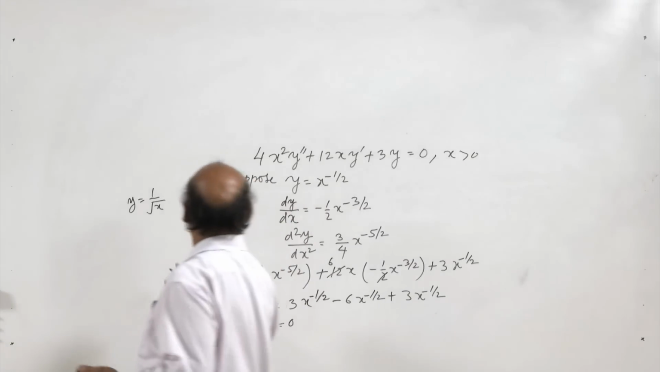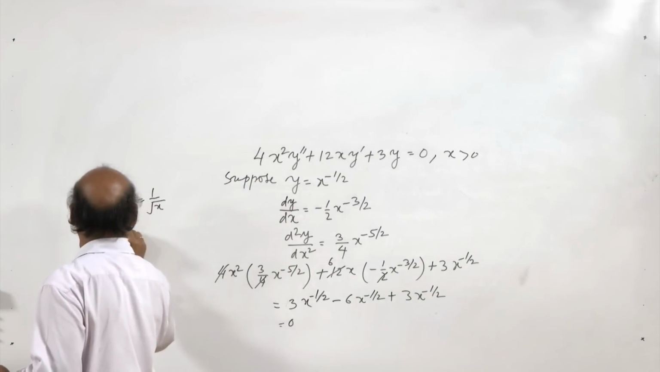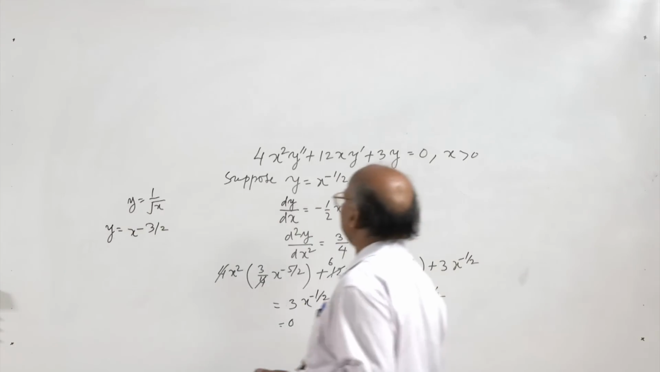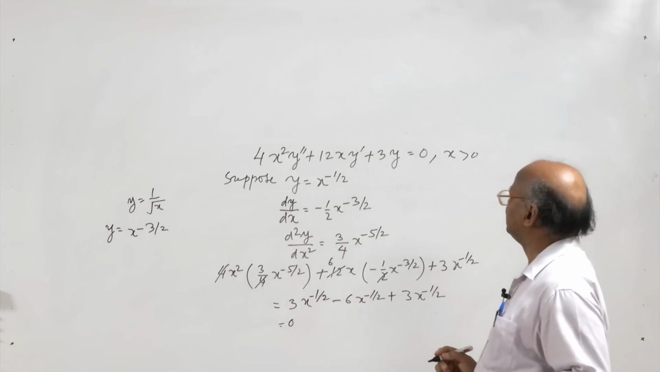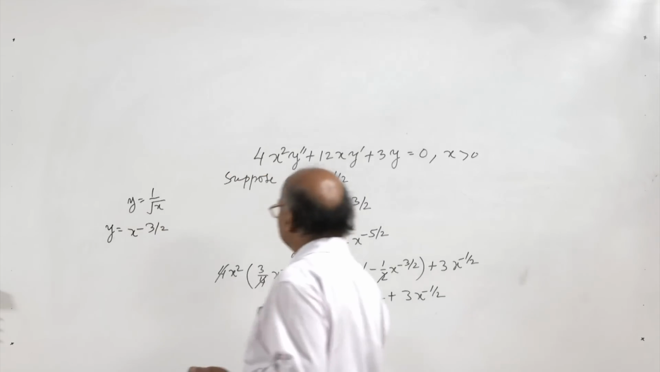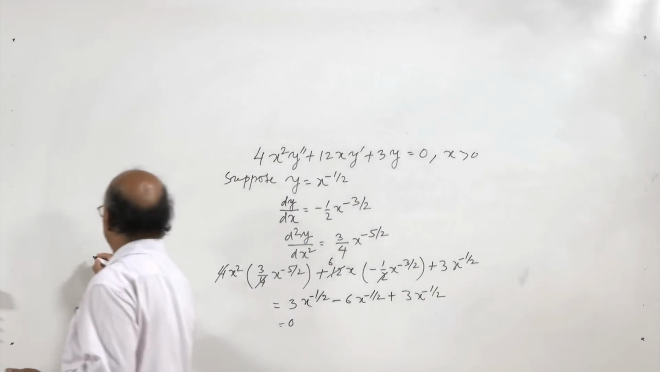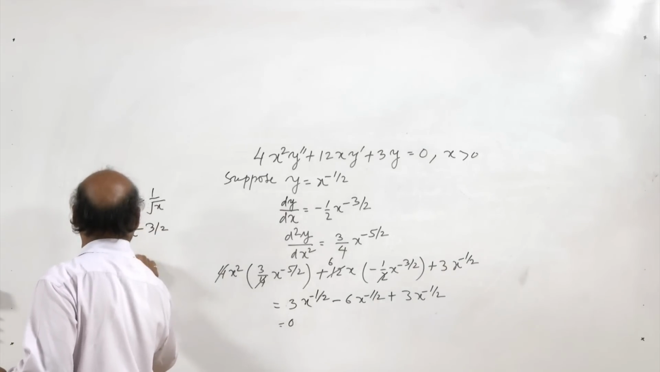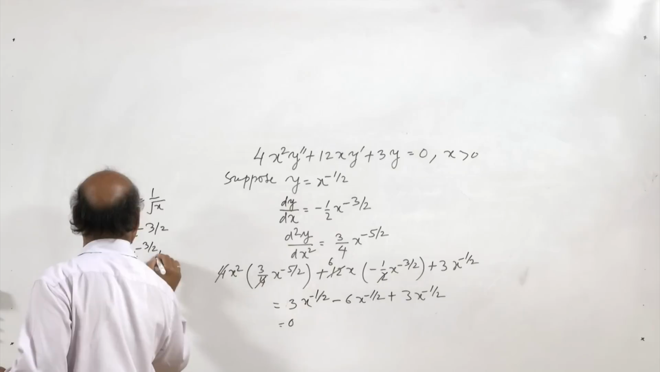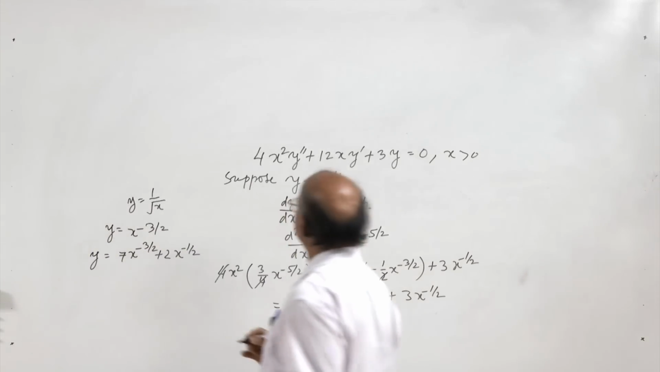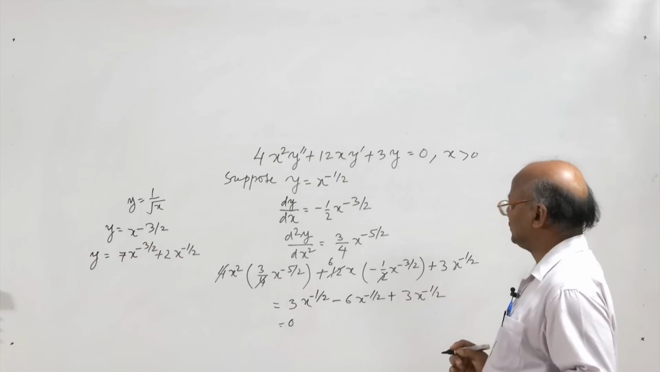There is another solution, let us say y equal to x to the power minus 3 by 2. If we take y equal to x to the power minus 3 by 2, we can check that it also satisfies the given differential equation. And also you can take any linear combination of these solutions. They also satisfy the given differential equation.